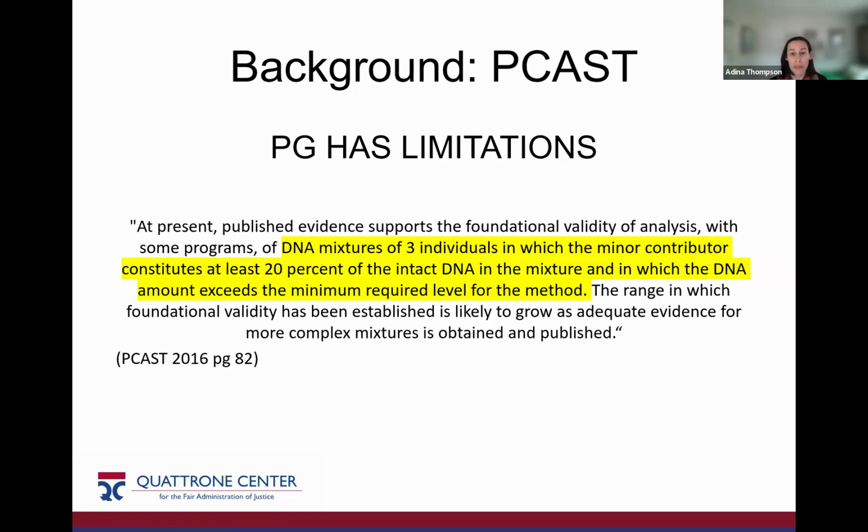We wanted mixtures of 3 individuals. We wanted there to be a certain minimum amount of DNA from each contributor. So limited application. So what's different?